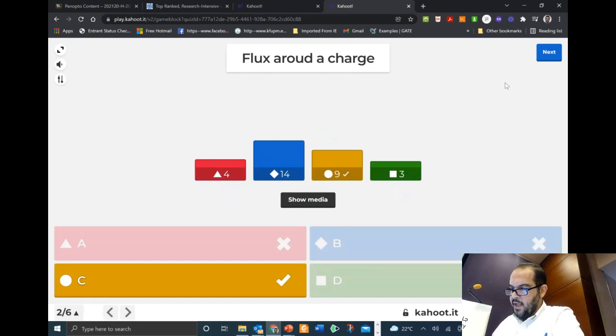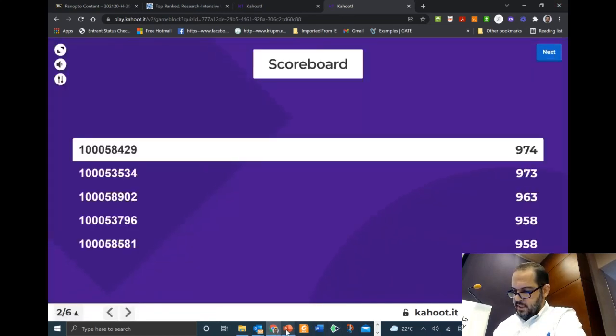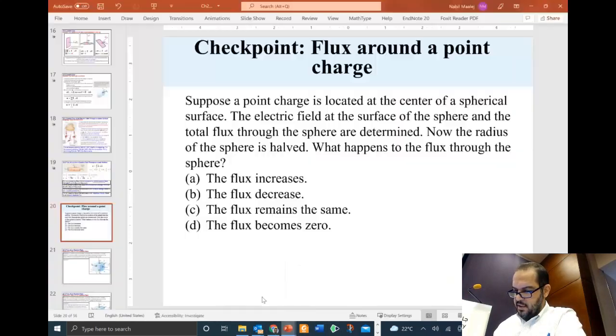All right. Okay, so we have 9 who think that the flux in this case does not change, but the majority, 21, are saying it changes. It either becomes 0, or increases or decreases. All right, so this is a little bit unfair question.